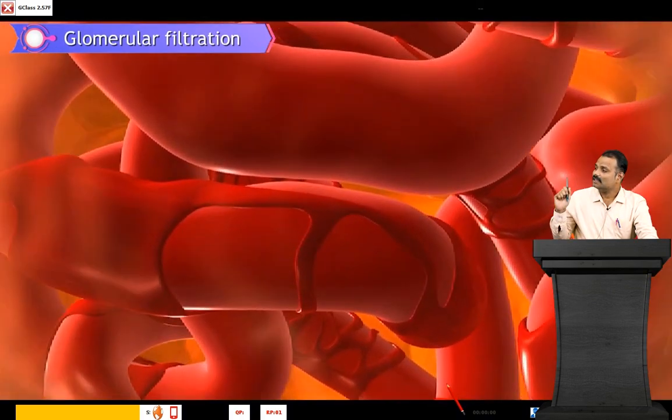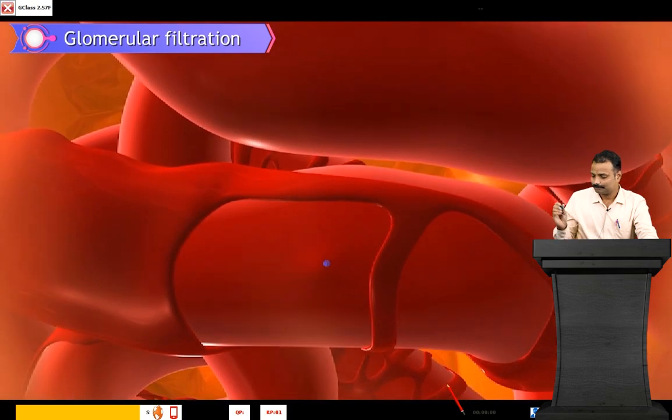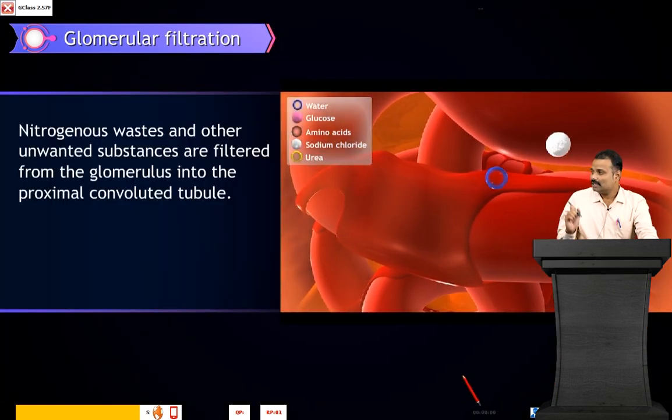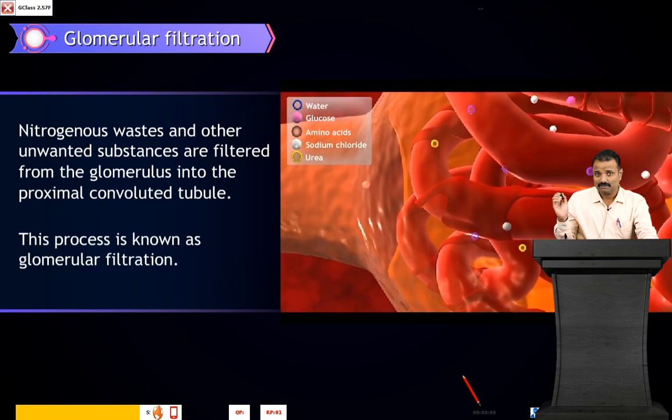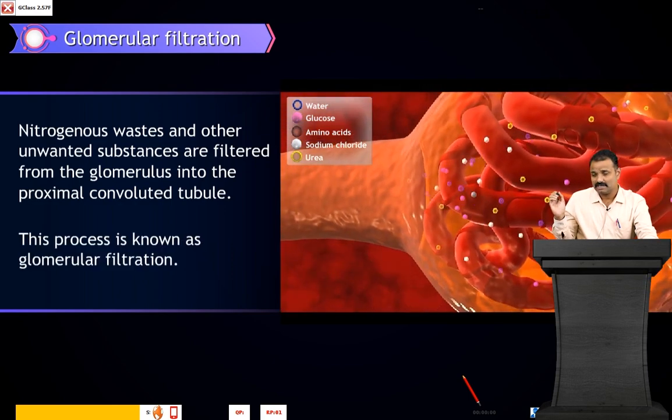The first is glomerular filtration. In glomerular filtration, as I said earlier, many small molecules like water, along with the nitrogenous waste and other unwanted materials, are filtered out of the blood from the glomerulus and they reach the proximal convoluted tubule. So this process is known as glomerular filtration.